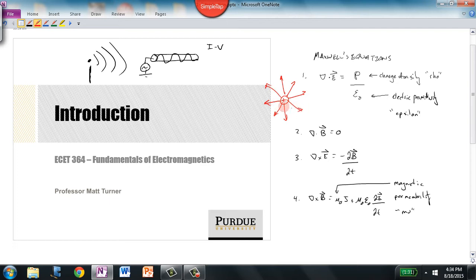The rate at which these electric field lines leave is called the divergence of the E field, and how many of these lines there are is determined by the charge density divided by some material property, the electric permittivity.